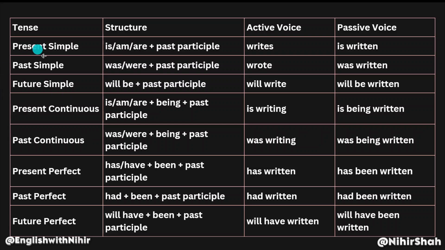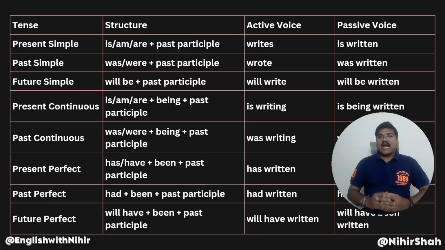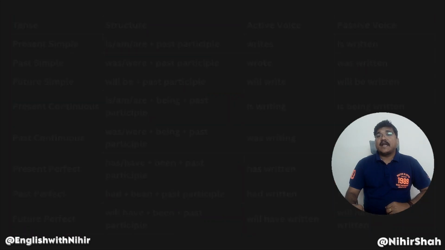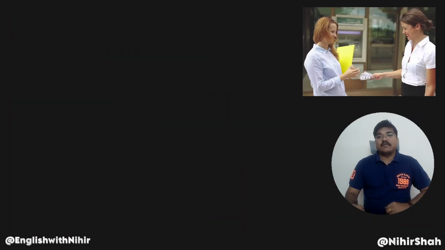You can focus on the table now. See, simple present or present simple, the structure is like this. It will be converted in this way: is/am/are plus past participle. I have given one example also. So you may pause and take a screenshot of it. I hope you would have paused the video and taken a screenshot of this table. Now let's look into the second mistake.